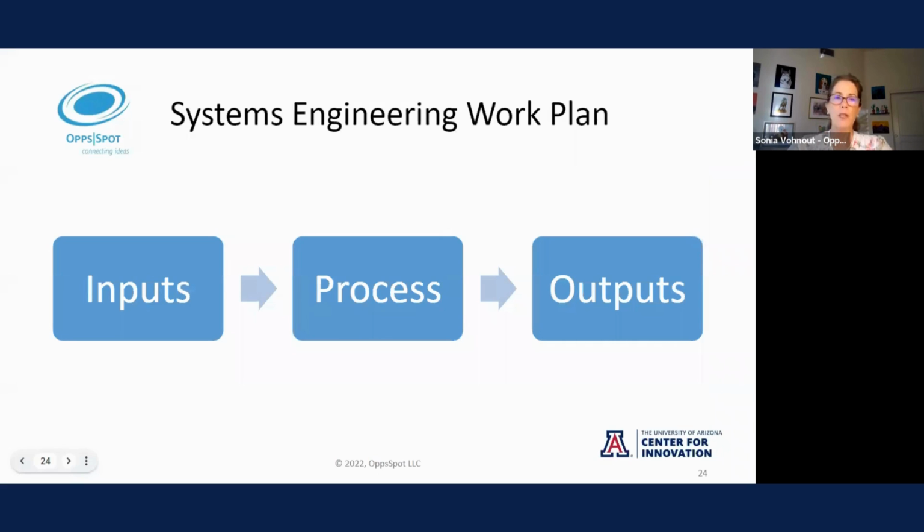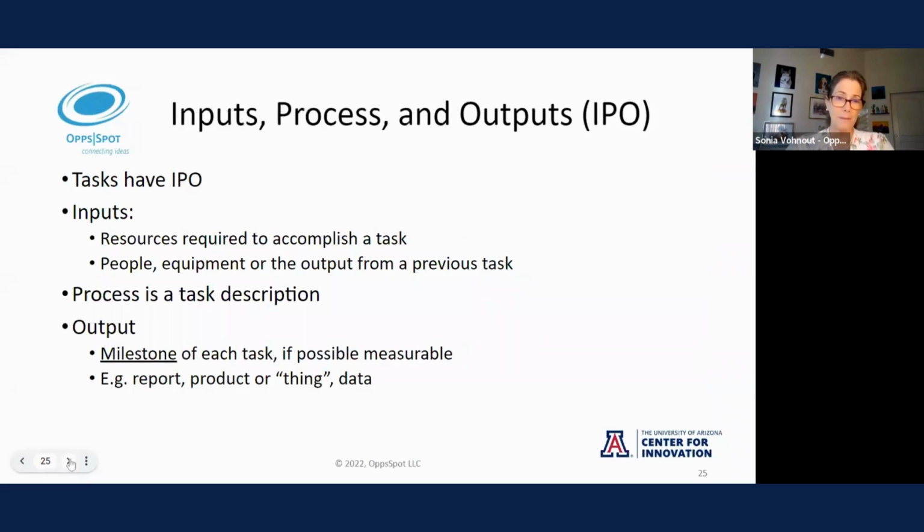Okay. So I mentioned previously, think of this as a systems engineering approach where you're going to have inputs, a process, and an output. And I will refer to this as an IPO, but not an IPO of your company, but inputs, process, and outputs, right? Next slide. All right. So all your tasks have an IPO, right?